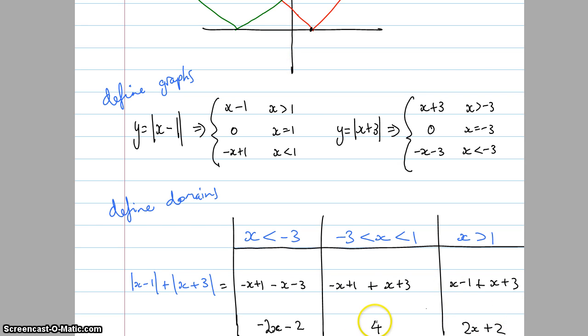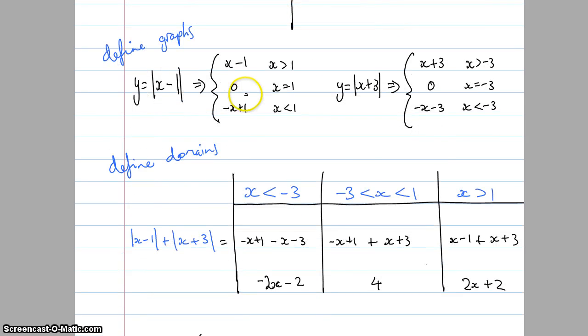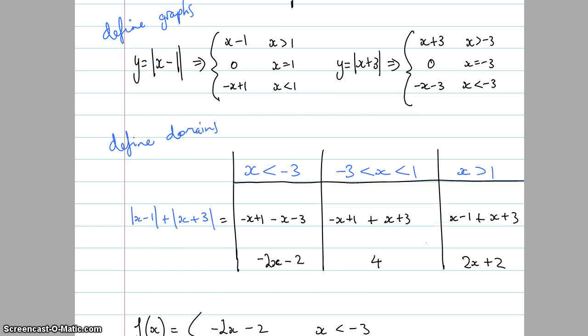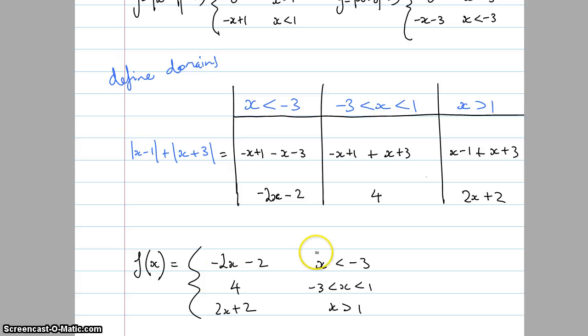Then finally I'm going to do the bit in between. I'm going to add this line here with this line here, and for that I end up getting just a number, 4: negative x plus 1 plus x plus 3. So I end up with these three equations for the different parts. When x is less than negative 3, I get this equation. When x is between negative 3 and 1, I get this equation. And when x is greater than 1, I get this equation here.